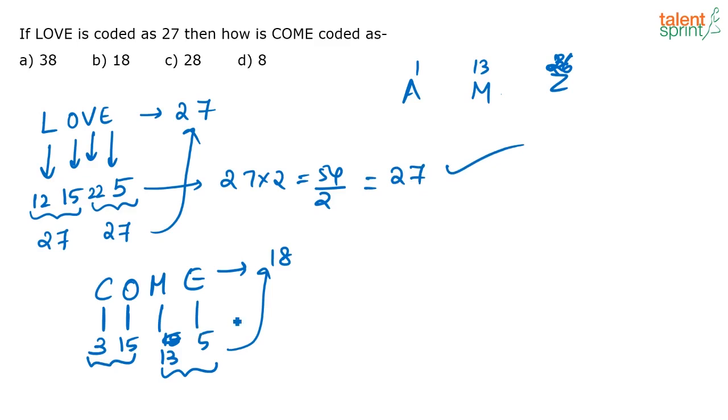Similarly, here if you do, you will have 15 plus 3, 18, 13 plus 5, 18. So, 18 plus 18 or 18 into 2, that is 36 divided by 2, that is equal to 18, which is your code. So, the correct answer is option B, 18.